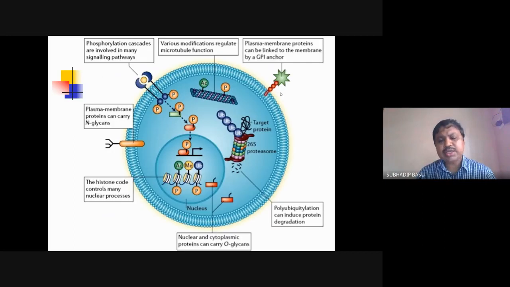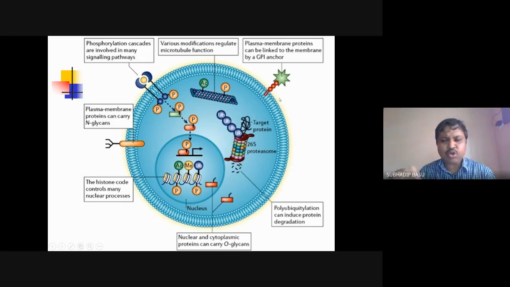I have some visualization of what we have just now discussed. For example, a plasma membrane protein can be linked to a membrane by a GPI anchor. So what is a GPI anchor?